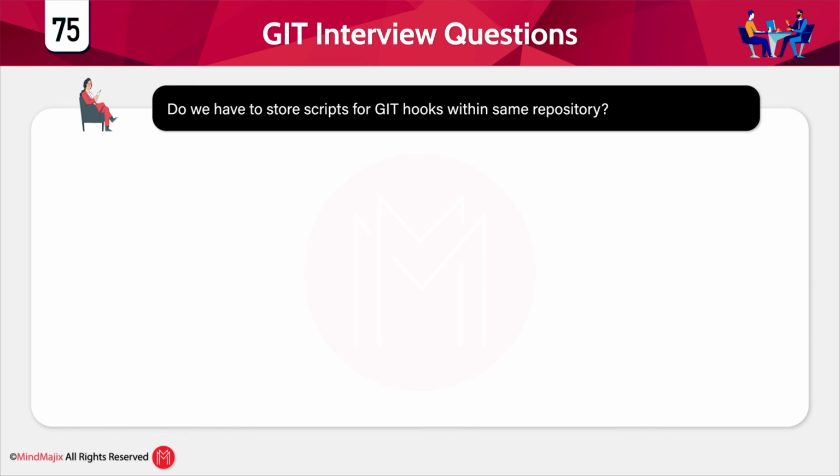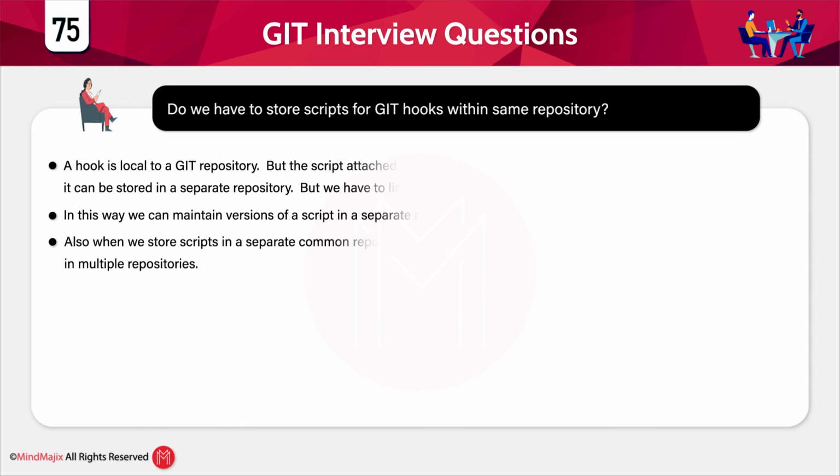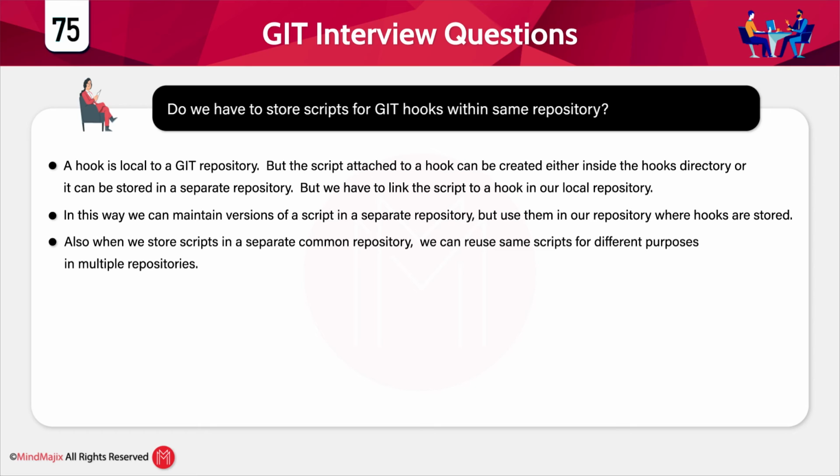So do we have to store scripts for Git hooks within the same repository? A hook is local to a Git repository, but the script attached to a hook can be created either inside the hooks directory, or it can be stored in a separate repository.